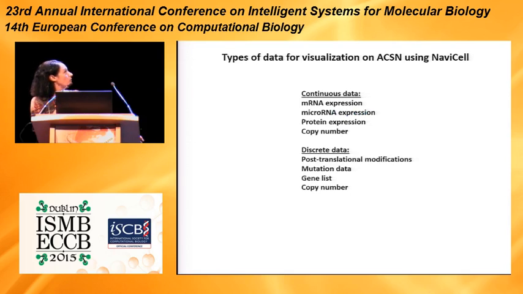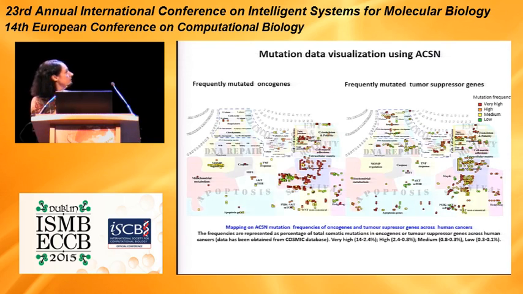So the toolbox, which is supported by NaviCell, allows to visualize continuous and discrete data. This is the first example of visualizing frequently mutated oncogenes and tumor suppressor genes. So the frequency of mutations are shown here by colors.